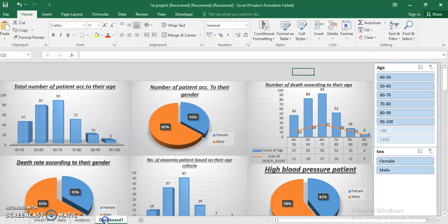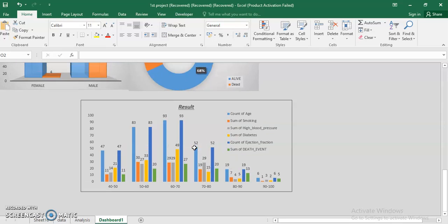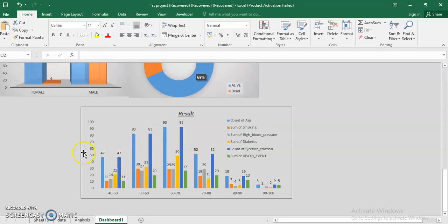This one is my result. We can clearly see that out of 47, 11 have smoking habit, and out of 47, 14 have high blood pressure. All 47 also have ejection fraction problem. Basically, ejection fraction is playing an important role in the mortality rate. You can clearly see that 47 patients are there, and all 47 have ejection fraction problem.